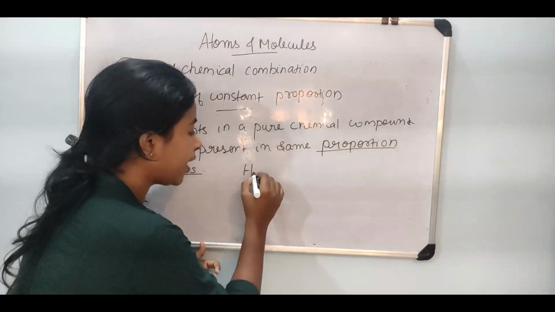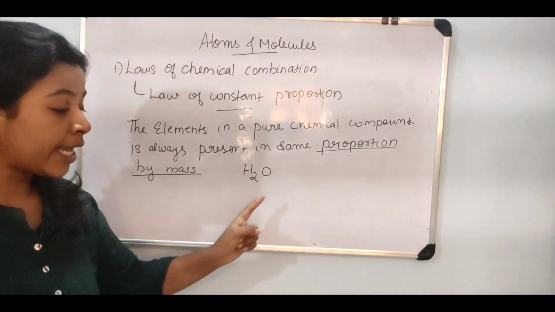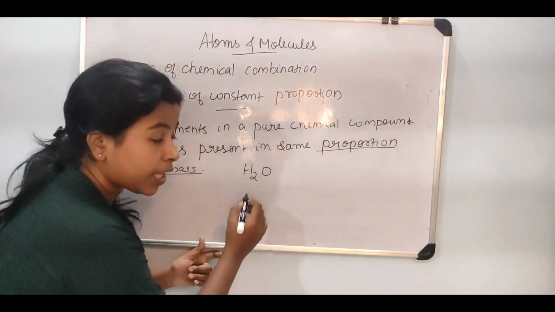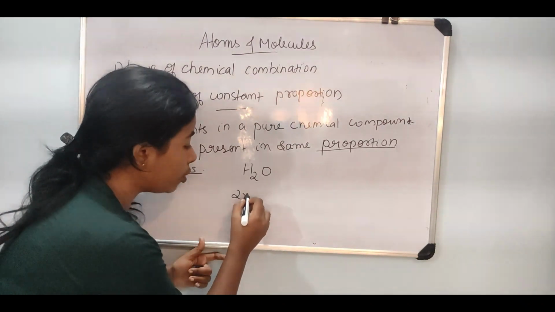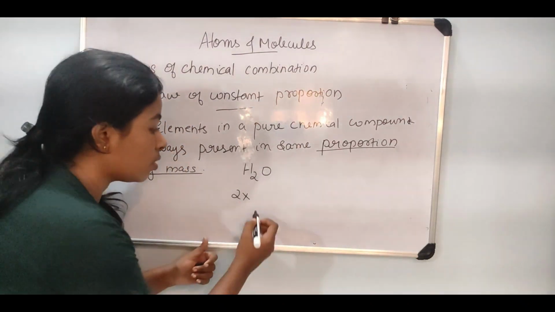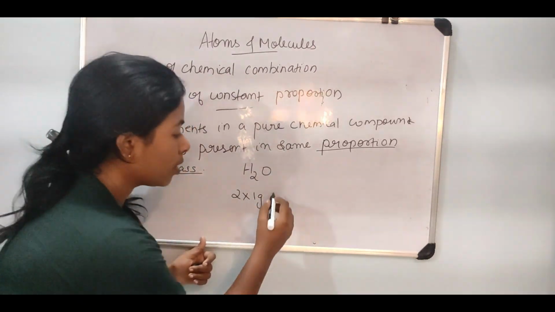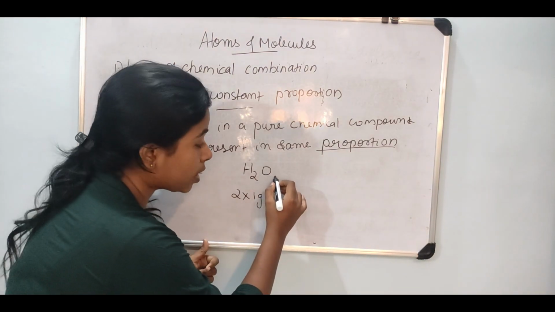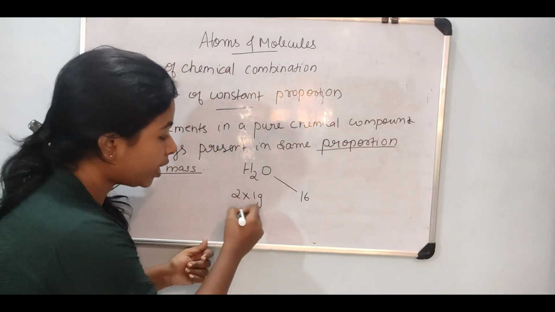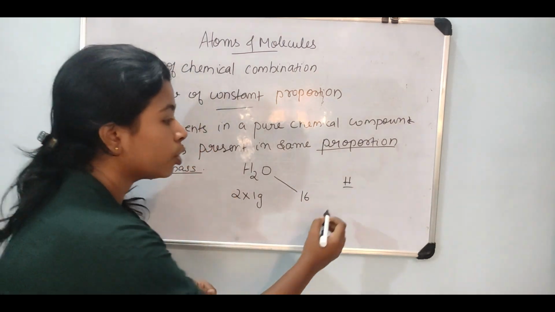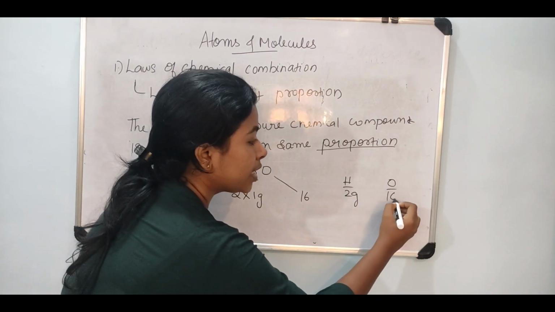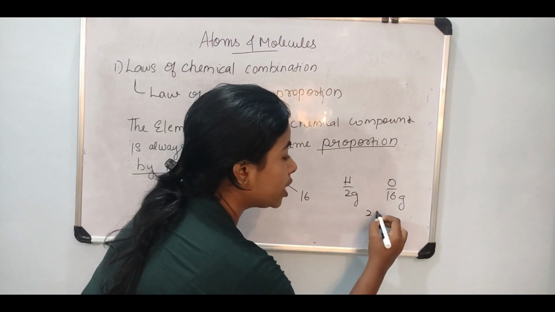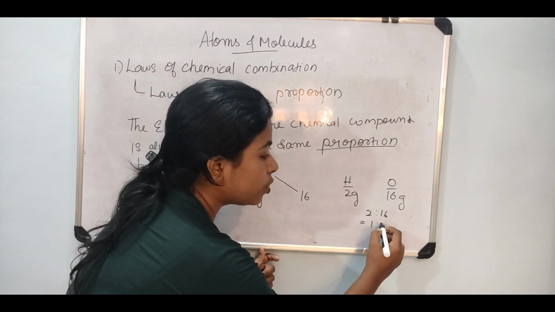See, I'm taking the case of H2O. In molecule H2O, what is the mass of hydrogen? Okay, see, there are 2 atoms of hydrogen. So 2 into, what is the atomic mass of hydrogen? 1. Followed. Now, what is the mass of oxygen here? What is the atomic mass of oxygen? It is 16. So here the hydrogen is 2 grams and oxygen is 16 grams. What is the ratio of their mass? 2 is to 16, which is equal to 1 is to 8.